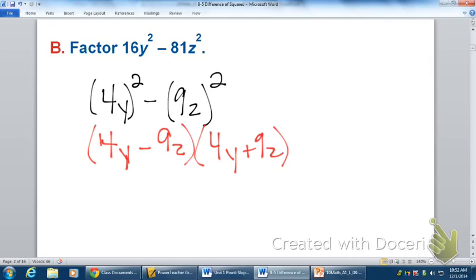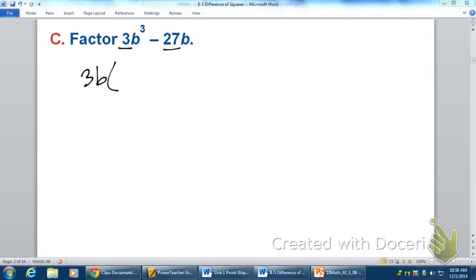What do we want as the answer? Now, since I have a common factor of 3b, what's going to be left? Well, I'm going to have b squared. What's going to be left out of the 27b? 9.